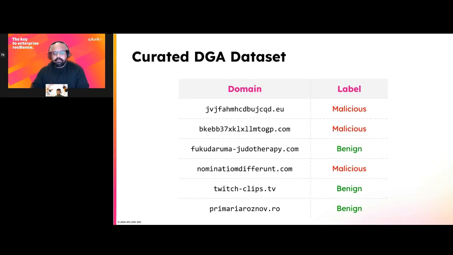Here's an example of a curated DGA data set. You can see that these random looking domains are malicious as compared to the benign ones. And once you tell the LLM, this is what we are looking for, it can do a pretty good job.